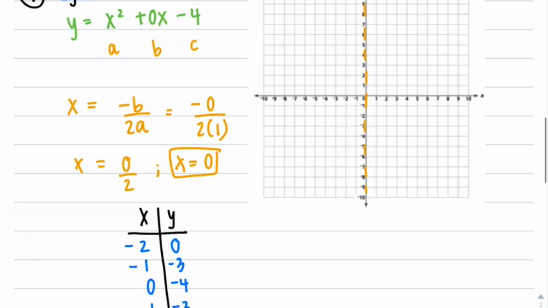So again, when I graph this, negative 2, 0 here, -1, -3 here, 0, -4 here, 1, -3 right here, and then 2, 0 right here. And so again, what's happening is you get this U-shaped parabola. And again, you'll notice that it is opening upwards. All right, so again, that's graphing our quadratics.